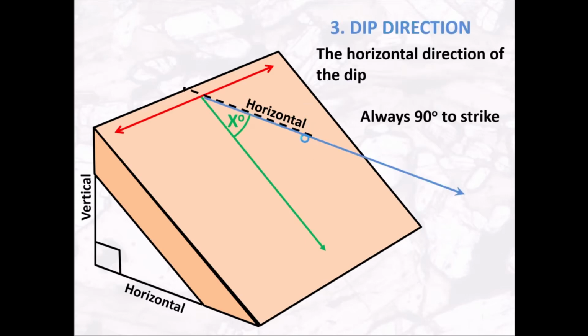And then lastly, the dip direction. That's the direction within the horizontal plane that dip is oriented. It's always 90 degrees to strike, always perpendicular to strike. Once you have either the strike or the dip direction worked out on your compass, you can do a simple subtraction to find the other.